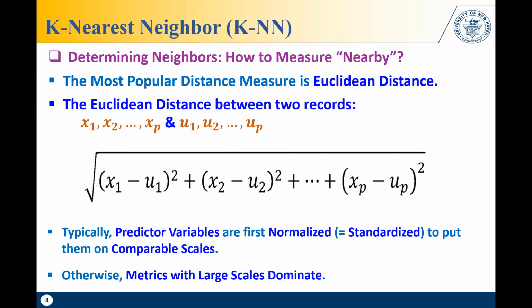And remember, typically predictor variables are first normalized to put them on a comparable scale. Otherwise, metrics with large scales dominate.